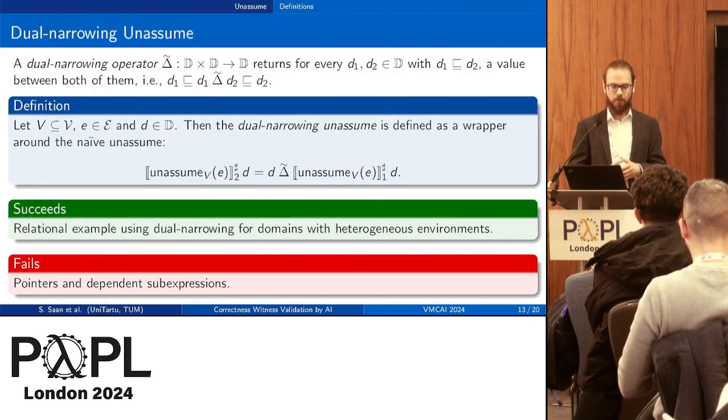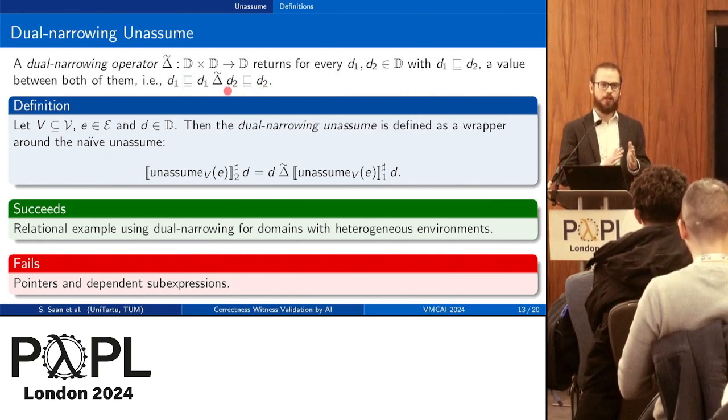We will make use of a dual narrowing operator, which, given two abstract values d1 and d2, returns something between them. And this gives us a scale to tune the precision of such an operator.